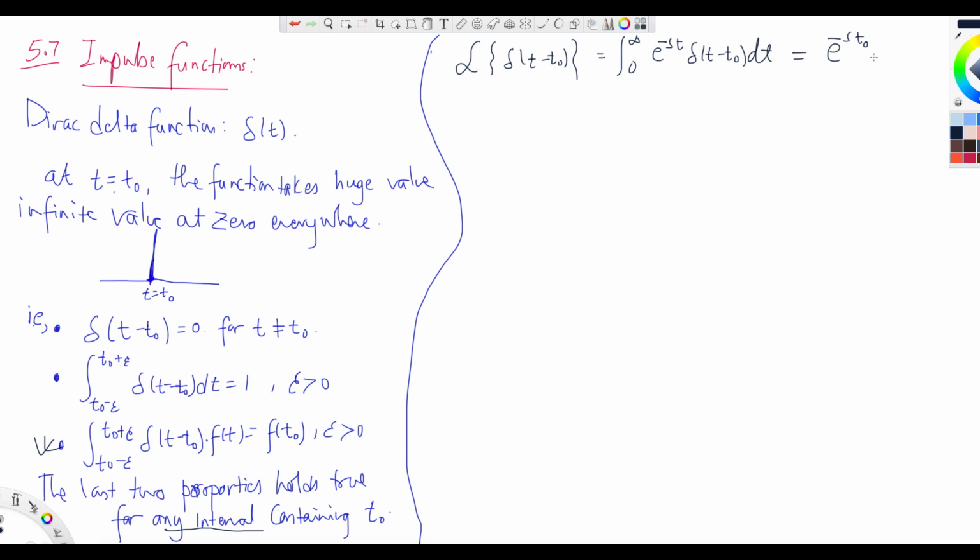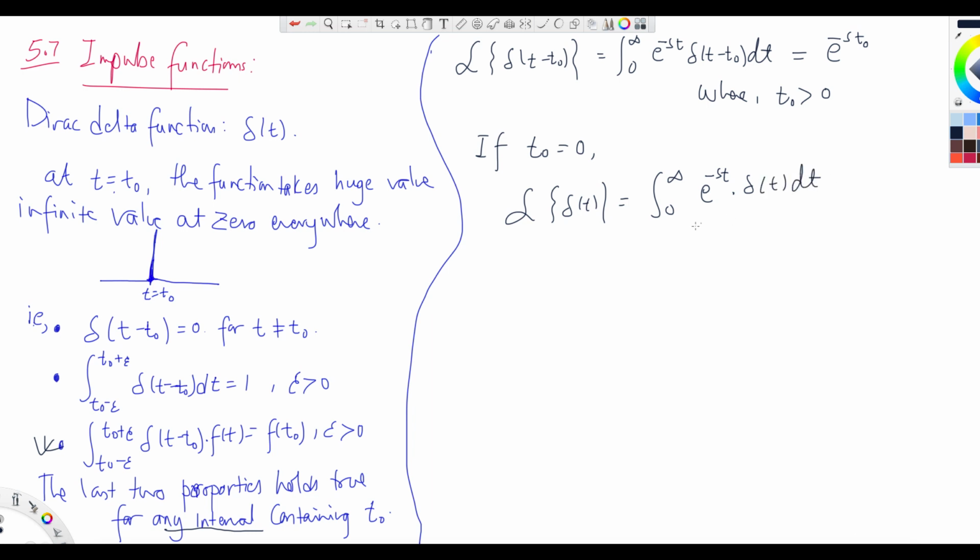You understand that? Where t0 must be greater than 0, because t0 must fall in that interval. That's what it says. If t0 equals 0, then what do you get? This will be the Laplace transform of delta(t). So this will be how much? The integral from 0 to infinity of e to the negative st times delta(t), right?